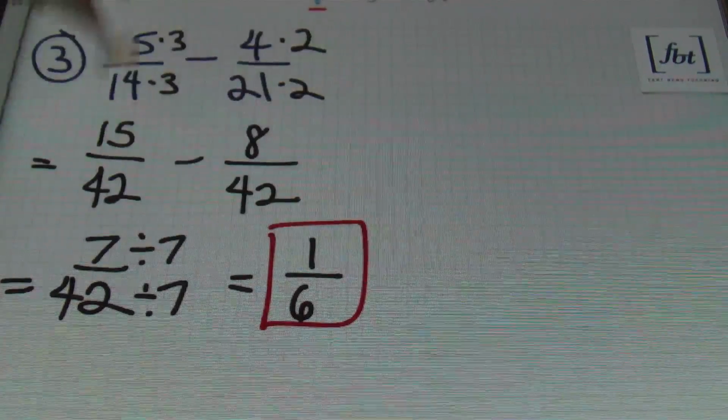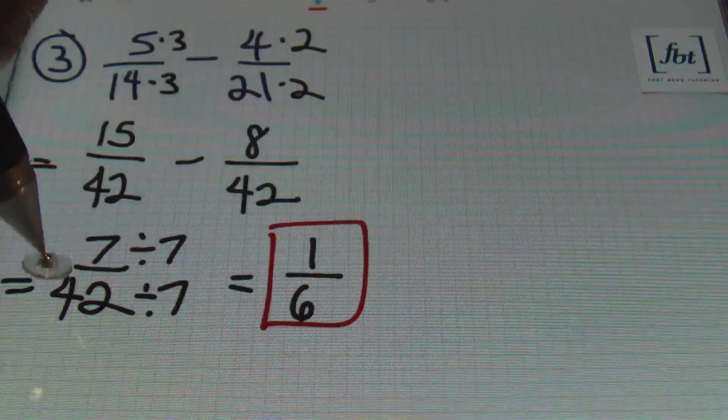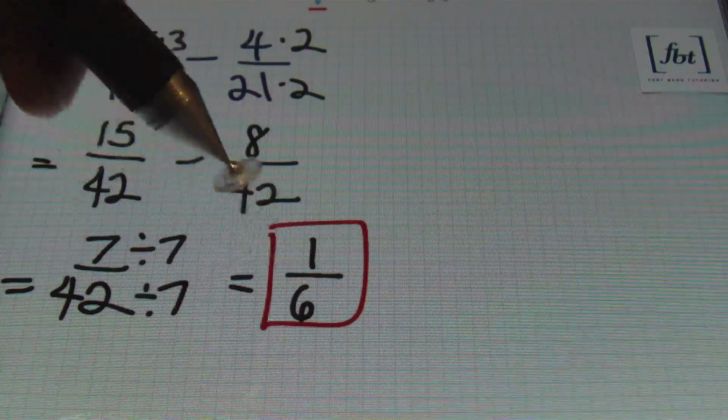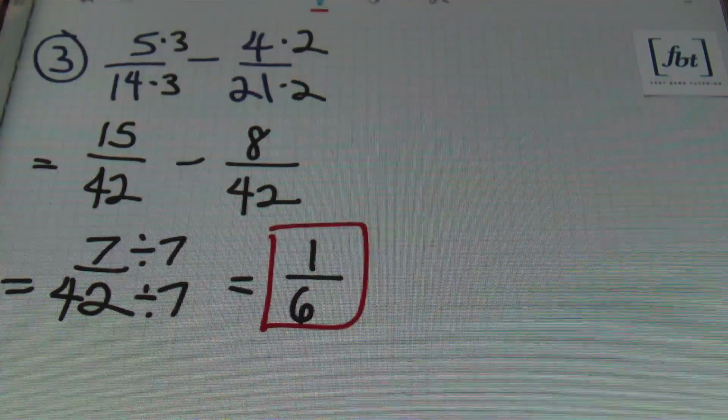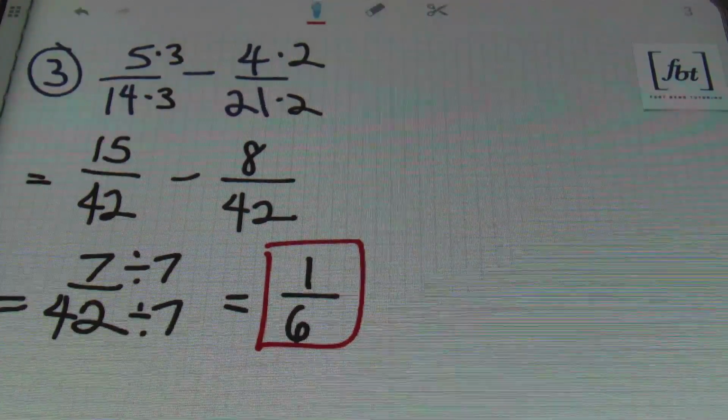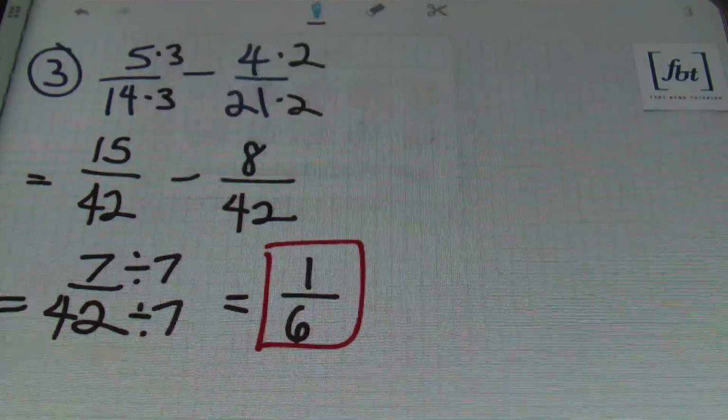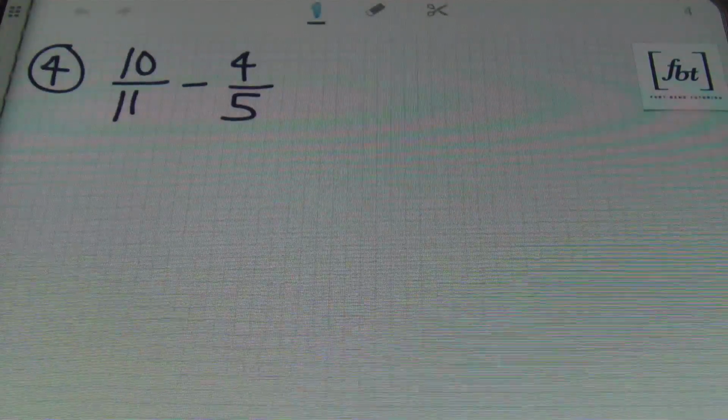Done and done. We had 7 divided by 7, which gave us 1, and 42 divided by 7, which gave us 6. And that's it. Done and done for problem number 3, ladies and gentlemen. Moving on to the next problem. We have problem number 4.